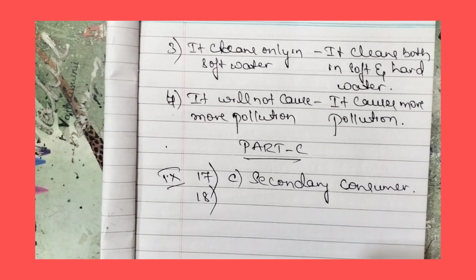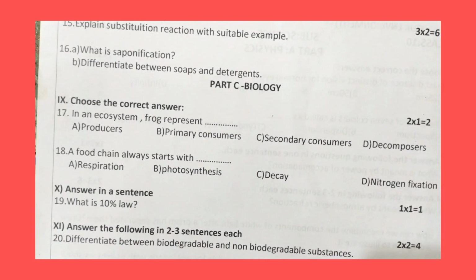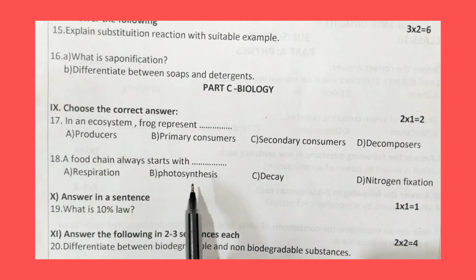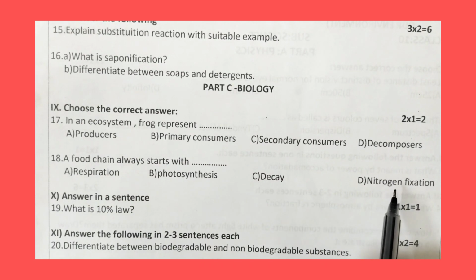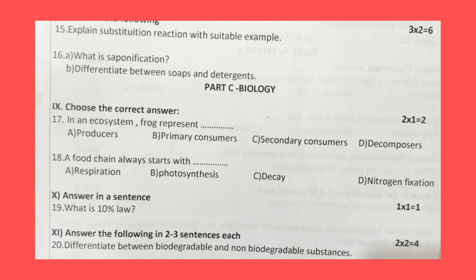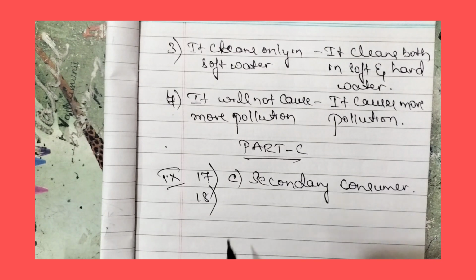Then the 18th question. A food chain always starts with respiration, photosynthesis, decay or nitrogen fixation. So a food chain always starts from photosynthesis. That is B.